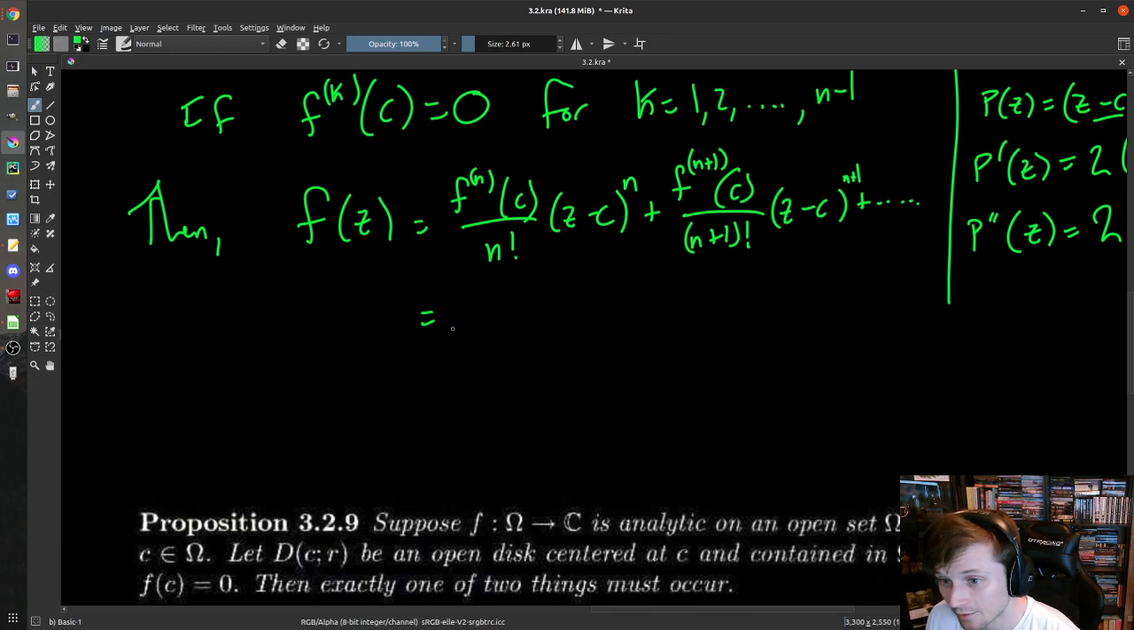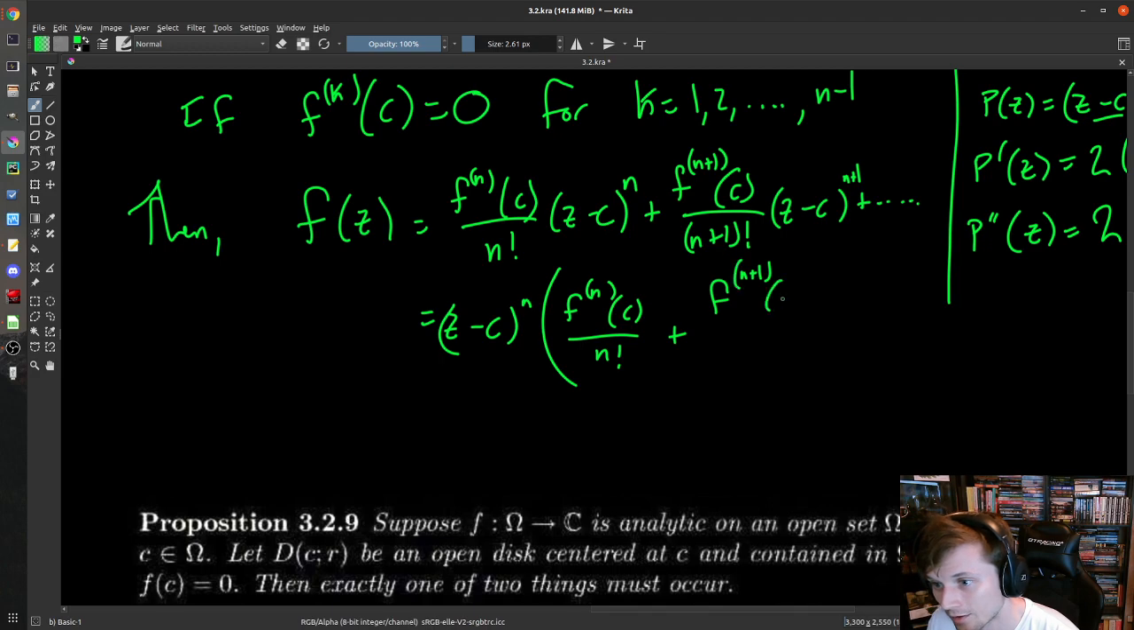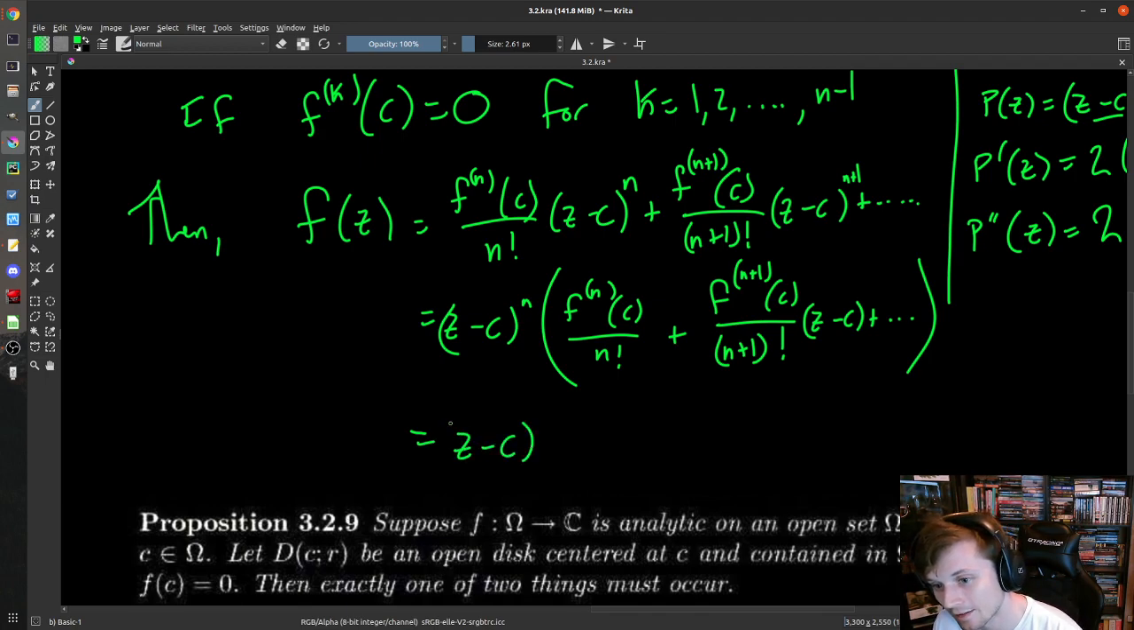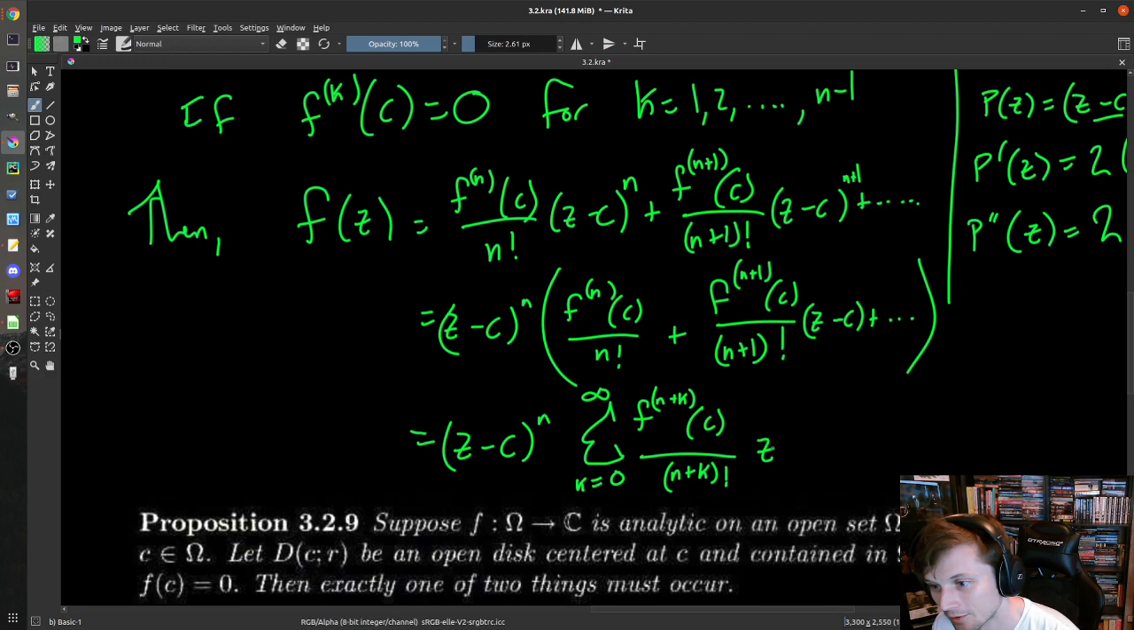Notice I can pull out the z minus c to the n. So z minus c to the n, and then in big parentheses, I just have the nth derivative over n factorial plus the n plus 1th derivative at c over n plus 1 factorial times z minus c, plus, and so on. And hey, wouldn't you know it, what I have is z minus c to the n times the sum from k equals 0 to infinity of the n plus kth derivative at c over n plus k factorial times z minus c to the k. Hey, how about that? Look at that.